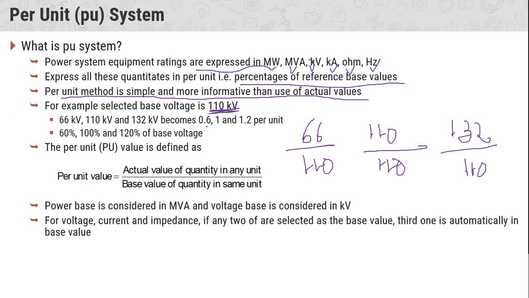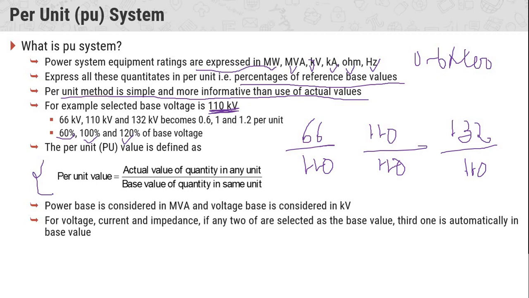Now convert 0.6 per unit into percentage. So 0.6 into 100 is 60%. 1 into 100 is 100%, and 1.2 into 100 is 120% of the base value. This is the simple concept of the per unit system and how we can find the per unit of the actual value.